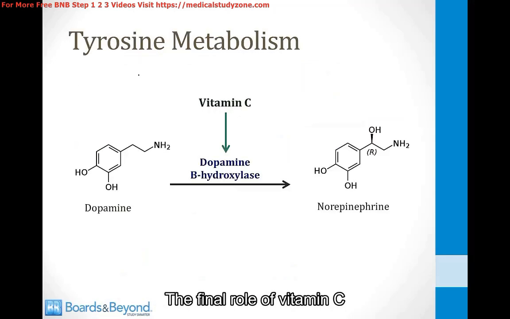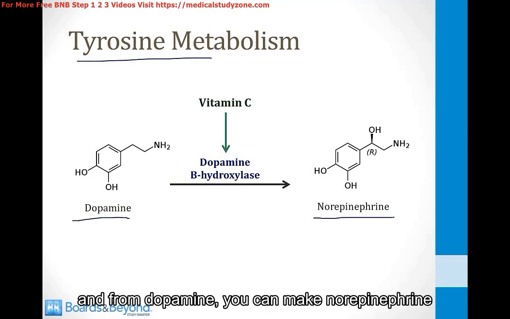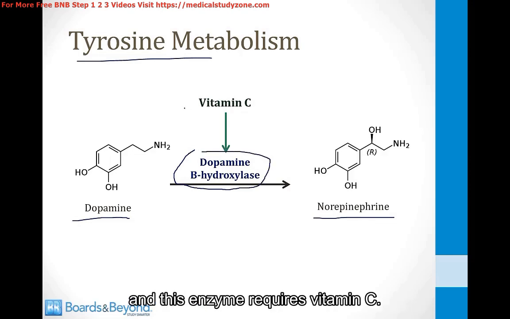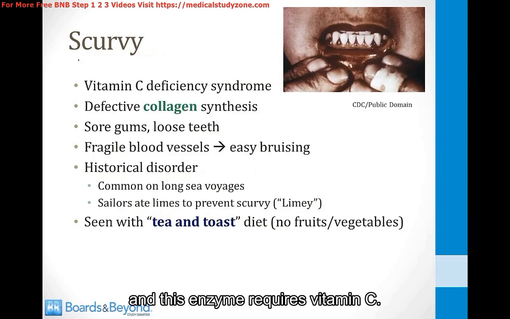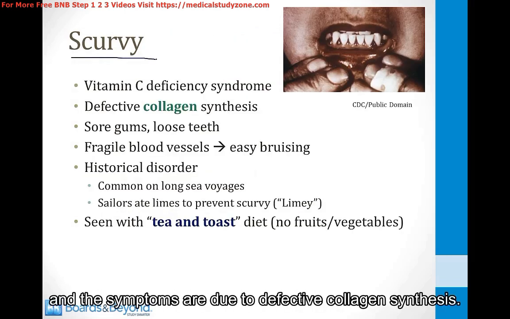The final role of vitamin C involves synthesis of neurotransmitters. The amino acid tyrosine is used to synthesize dopamine, and from dopamine, you can make norepinephrine using an enzyme called dopamine beta hydroxylase, and this enzyme requires vitamin C. The clinical syndrome that develops if you're deficient in vitamin C is called scurvy, and the symptoms are due to defective collagen synthesis.